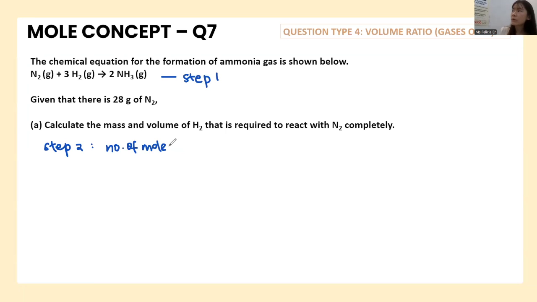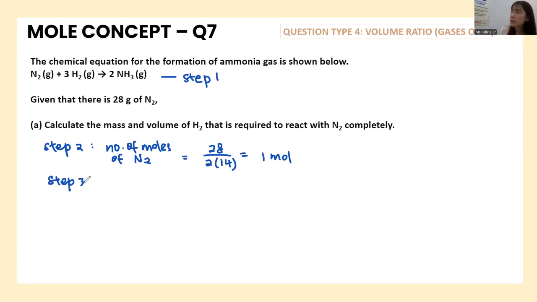So in this case, are we able to calculate the number of moles? Can, right? You have nitrogen over here. So let's calculate the number of moles of nitrogen, which is mass over Mr. If you check the periodic table, nitrogen is 14. That's why the answer is 1 mole. So done with step 2.